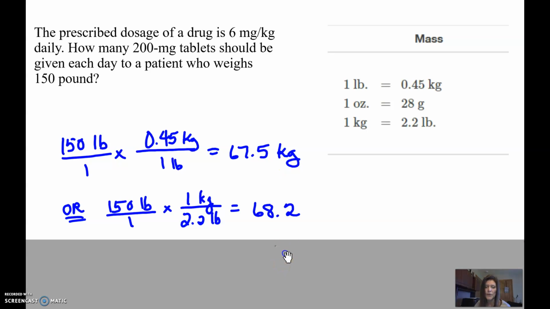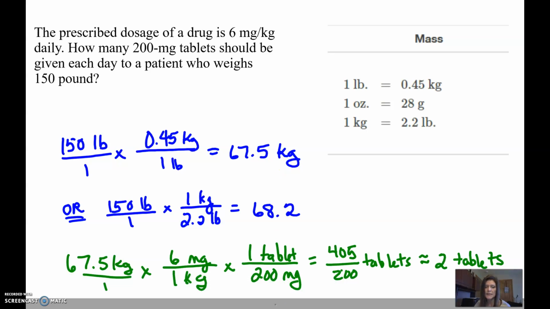So I start with my 67.5 kilogram person, so that's over 1, times, what's the dosage? 6 milligrams per 1 kilogram, so my kilograms will cancel. Then I'm wanting to find out how many tablets to take, so I know that I have 1 tablet per 200 milligrams, and I set it up that way so that my milligram labels cancel, and what I'm going to be left with is just tablets. So across the top we get 405, divide that by 200, that's approximately 2 tablets.